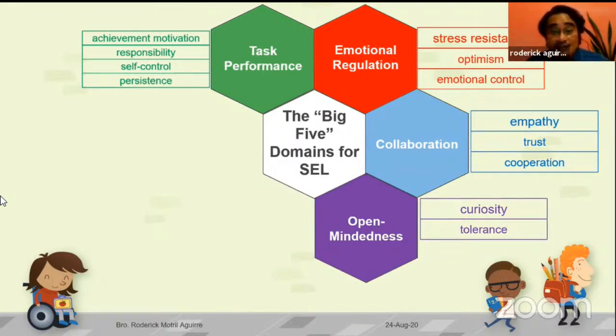Next would be tolerance. It develops open-mindedness and it develops tolerance among our students. Tolerance to changes, and then it helps them to be flexible, all right?